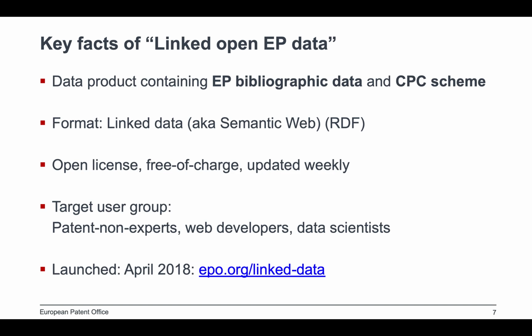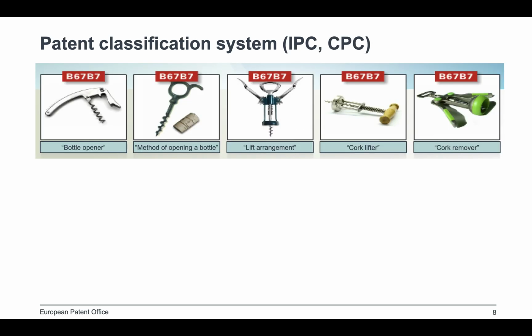epo.org/linked-data. First, I mentioned patent classification schemes. There are IPC, the older one still in use, and CPC, a more modern one. CPC stands for Cooperative Patent Classification.